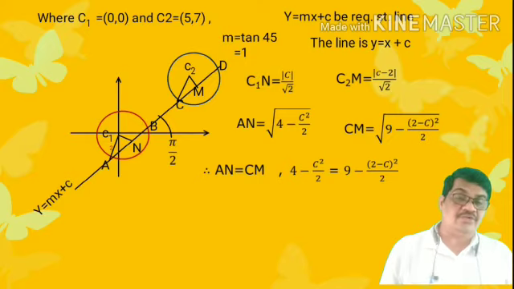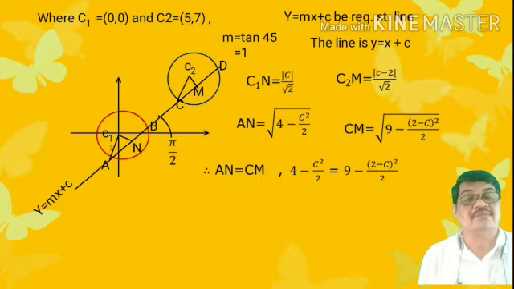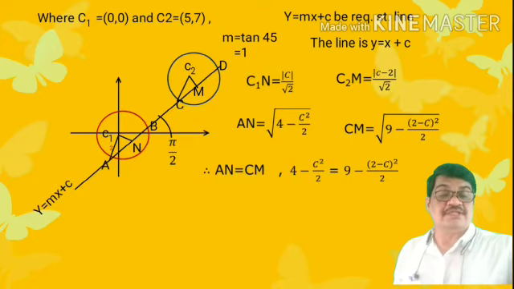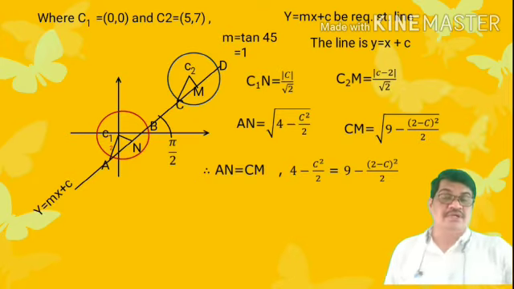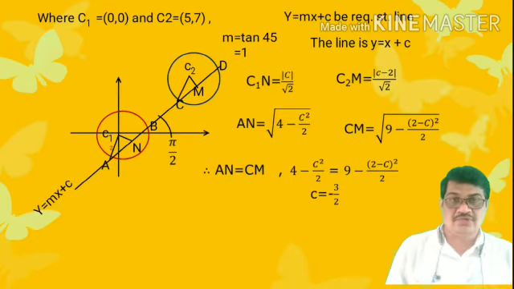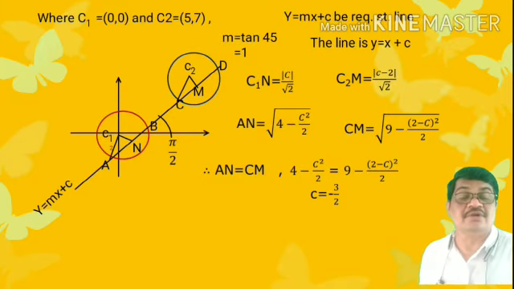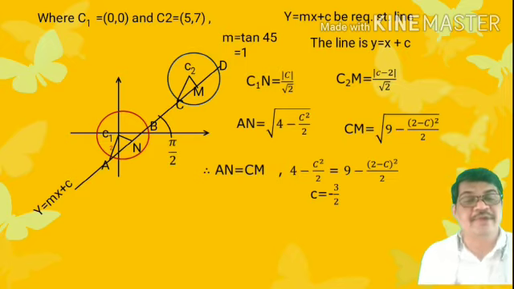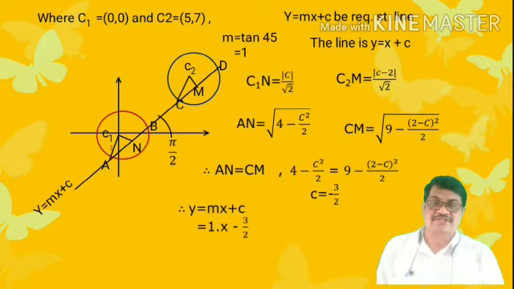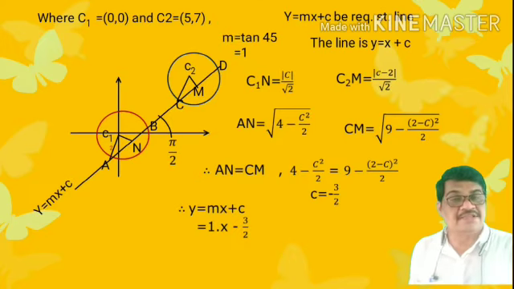We square on both sides. We get 4 minus c square by 2 is equal to 9 minus (2 minus c) whole square by 2. From that we have to find the c value. From these two, we get the c value, that is minus 3 by 2. We get small c, in y is equal to mx plus c. We already found m is equal to 1. Here we get small c, that is minus 3 by 2.